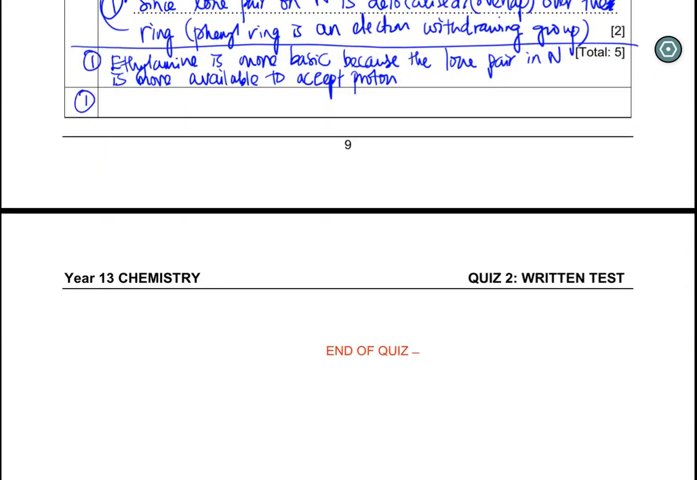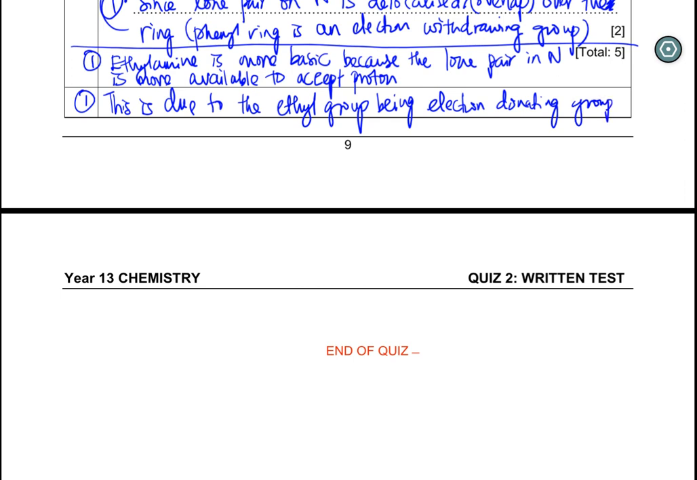And the second mark is due to the ethyl group being an electron donating group, or giving a positive inductive effect. So there you go.